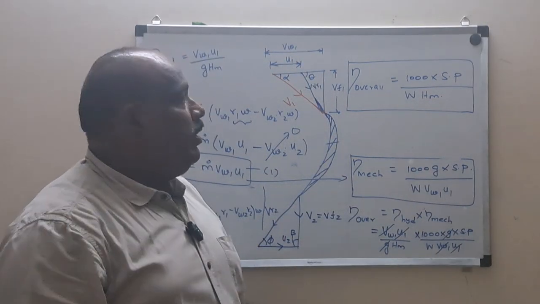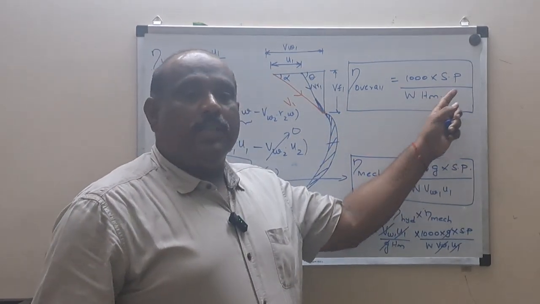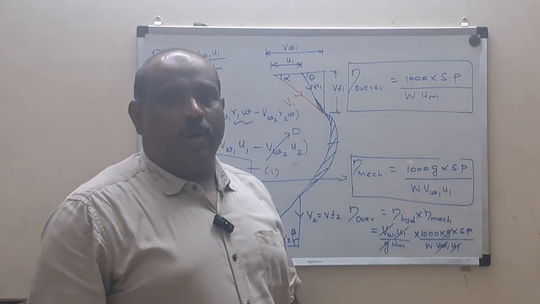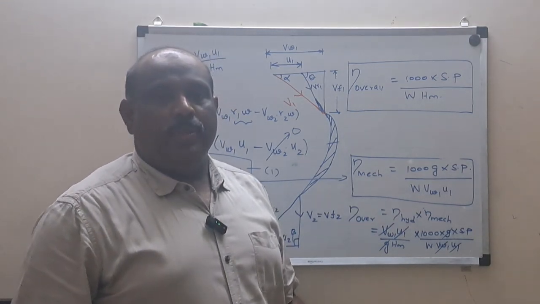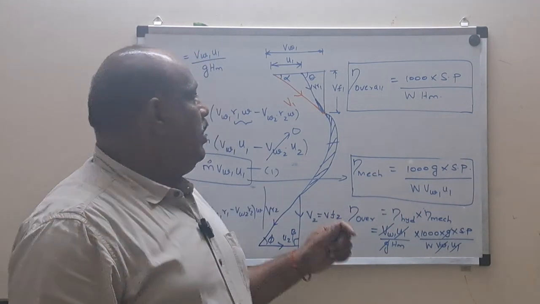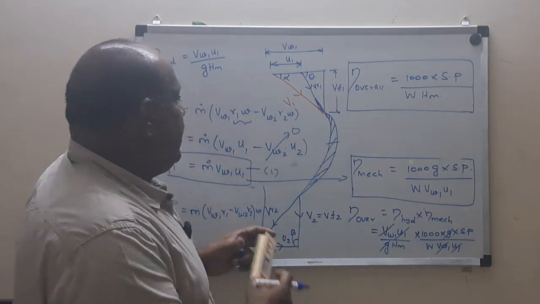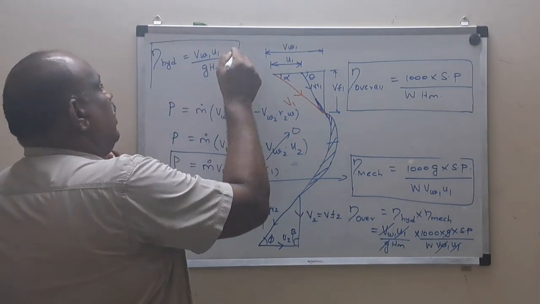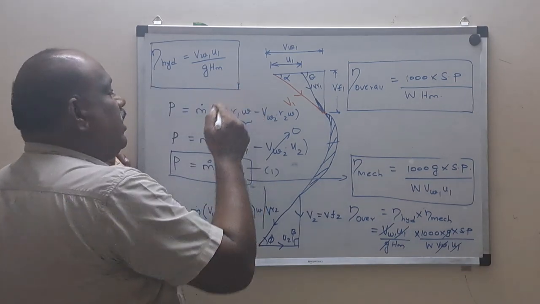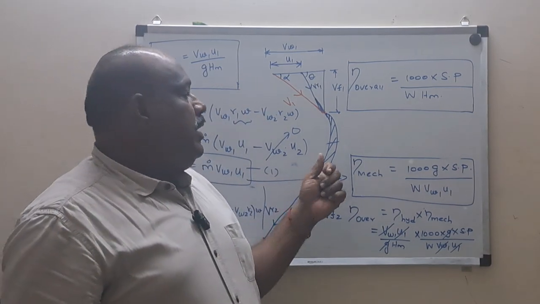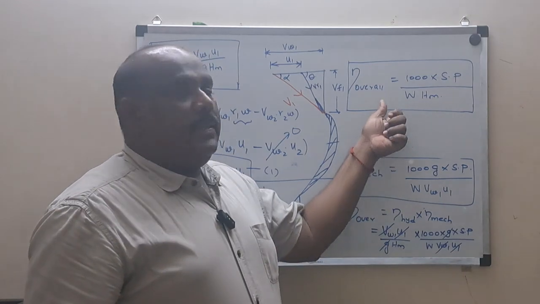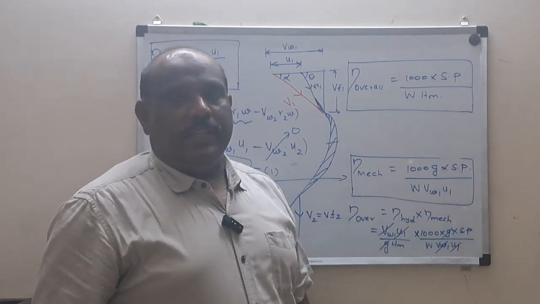Here you have to be very careful when substituting this formula. The shaft power you have to substitute only in kilowatts, not in watts. I hope you got it. So we now derived the formula for the hydraulic efficiency. These three formulas you have to learn by heart, or you can derive them also. If you don't want to learn by heart, you just derive and solve the problem. This is the formula for the mechanical efficiency, and this is the formula for the overall efficiency.